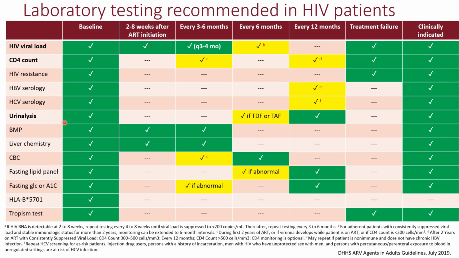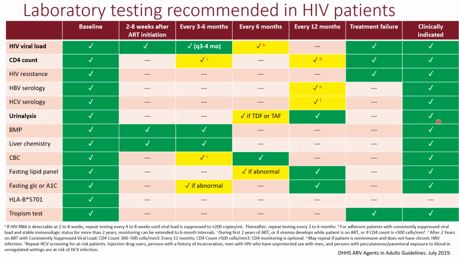Urinalysis you need at baseline for renal function monitoring, and you really need to get that every 6 months if someone is on tenofovir, so either TDF or TAF, because these are nephrotoxic. It's important to get urinalysis every 6 months. Otherwise, if someone is not on tenofovir, then you need urinalysis once a year or every 12 months, and if clinically indicated.